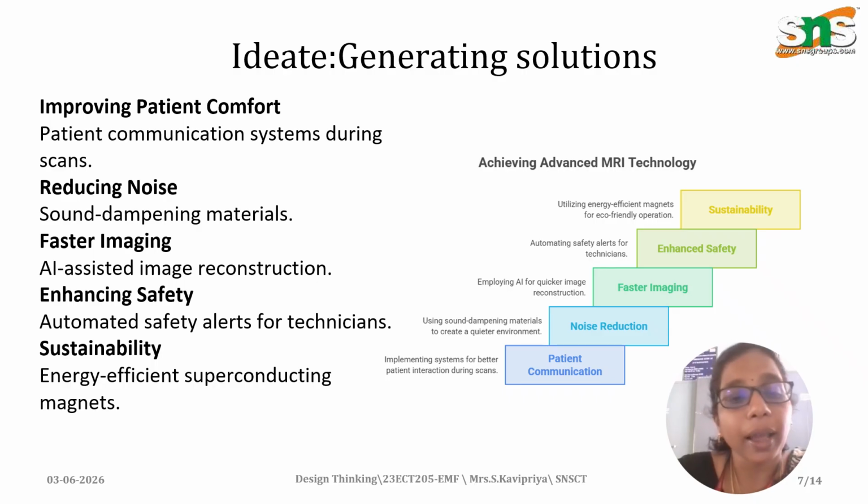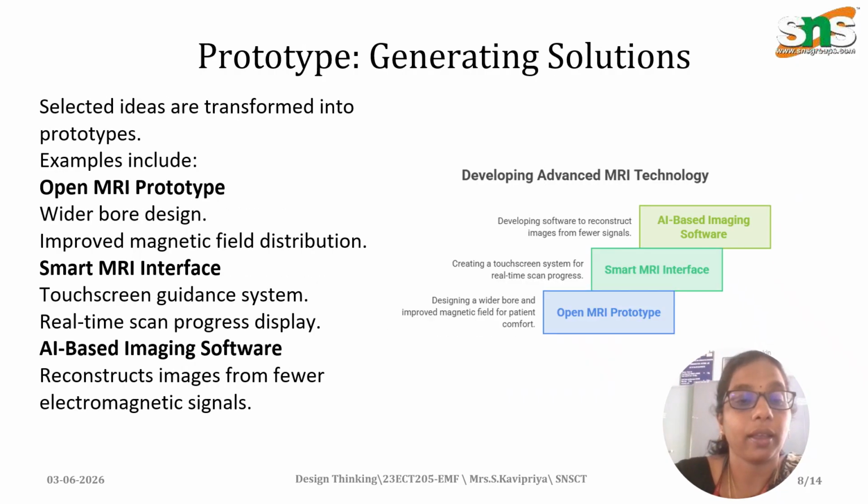To provide fast imaging, AI assisted image reconstruction can be used. AI support can be incorporated over there. And next one is safety. Automated safety alerts can be used for technicians, and energy efficient superconducting magnets can be used, so sustainability can be increased.